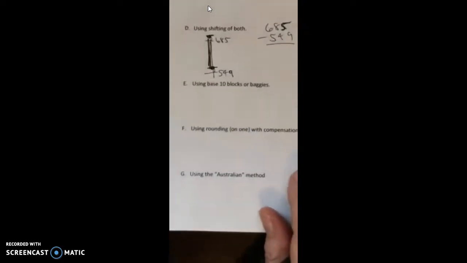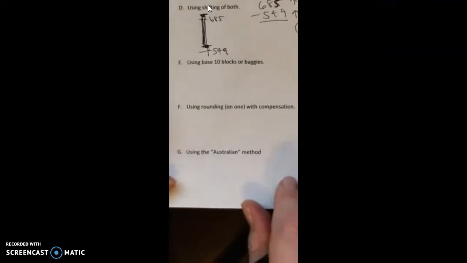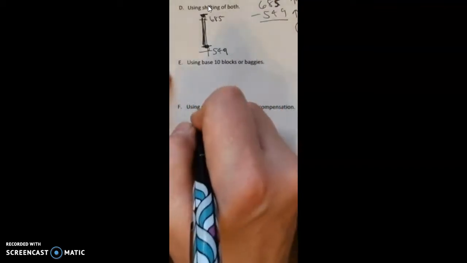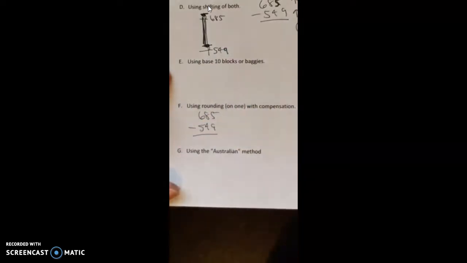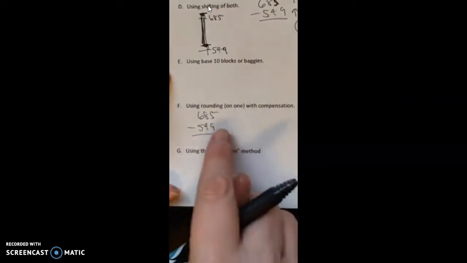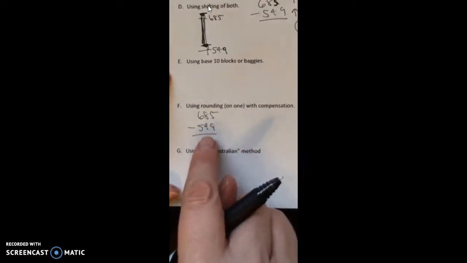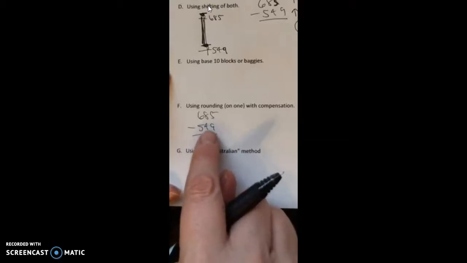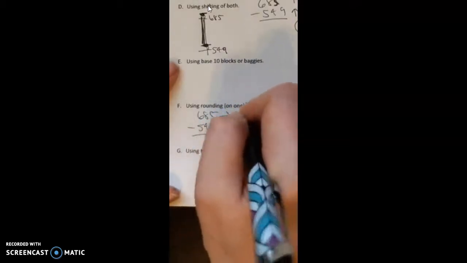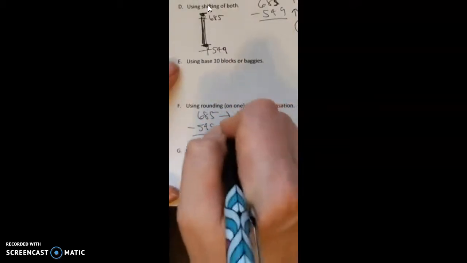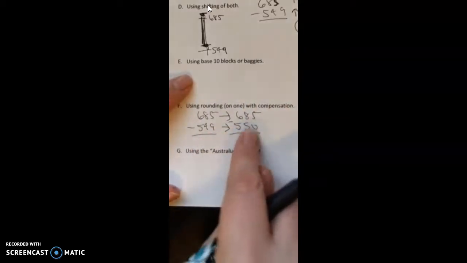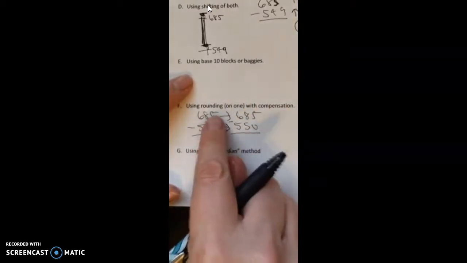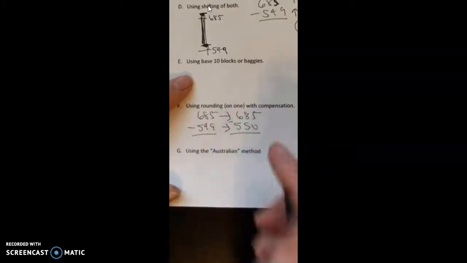Using rounding with compensation. Okay, and again, we only want to round 1 because it's just too confusing if we round both. So I have 685 minus 549. All right, so I'm going to round 1. And again, I want to make it so that I don't have to ungroup. So I like my 685, actually. I think it's okay. I'm going to round the bottom number to 550. And that's because then I see that I don't have to ungroup anything if I round that one. So I'm leaving the top one alone and subtracting 550.